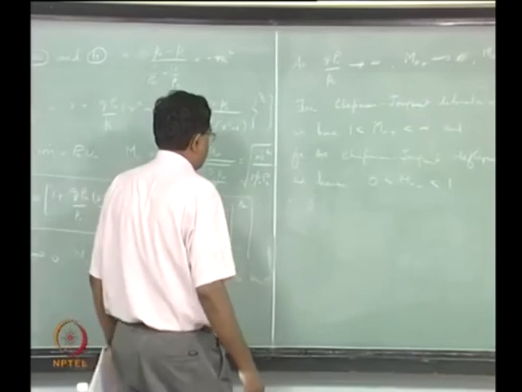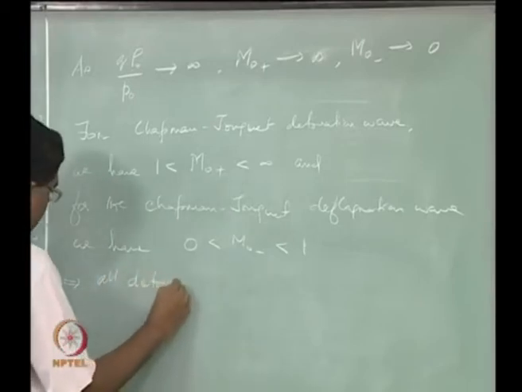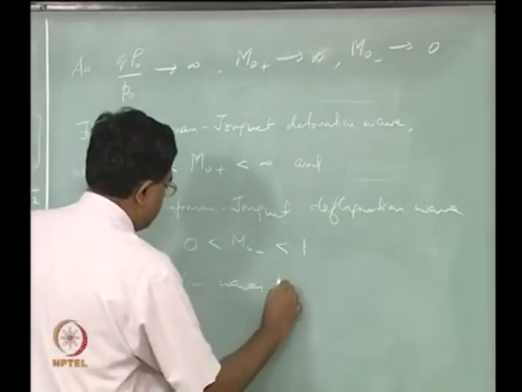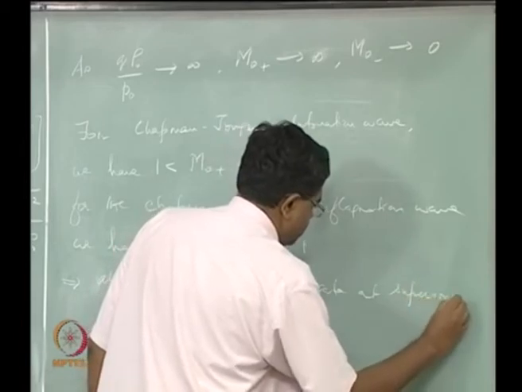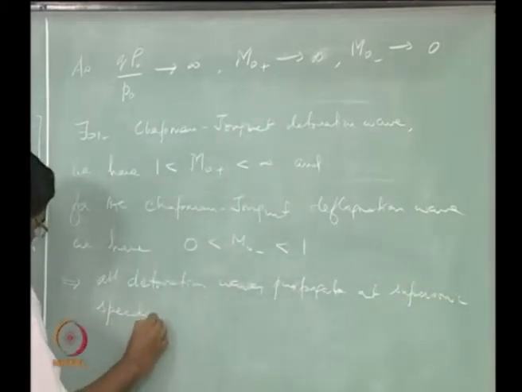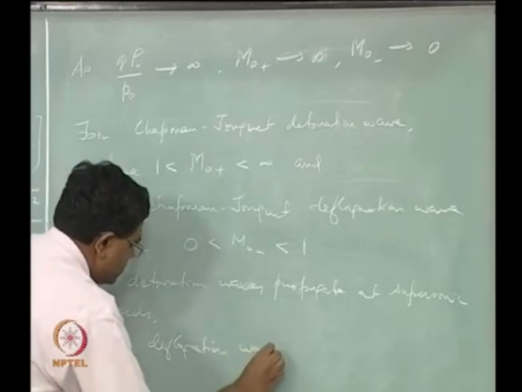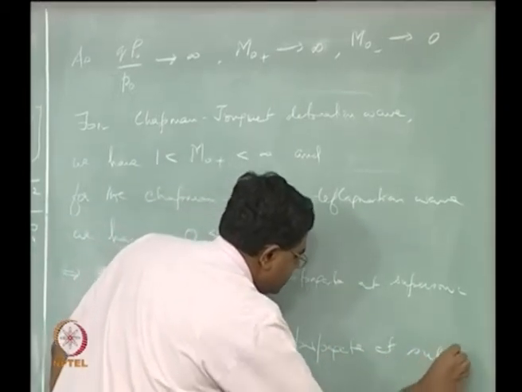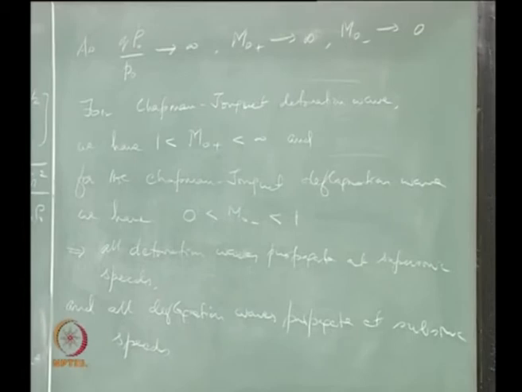So this implies that, right, all detonation waves propagate at supersonic speeds and all deflagration waves propagate at subsonic speeds, right. So that's exactly what we were expecting or thinking will happen.